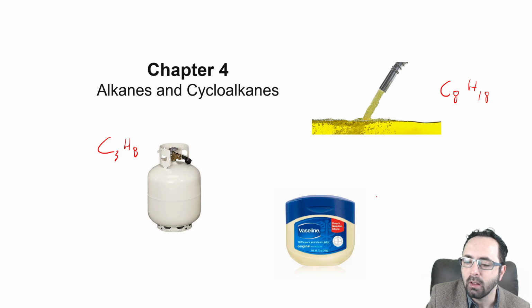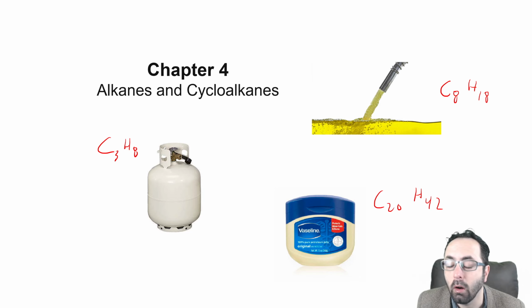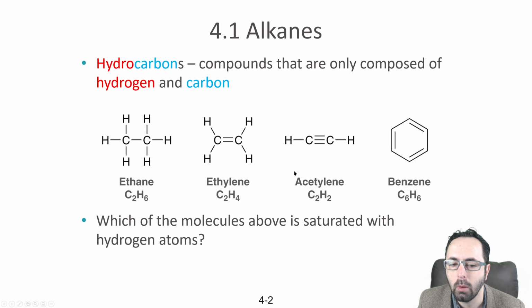And then we have something like Vaseline, with relative sizes of molecules here of about 20 carbons or more. And these come from the same place as the gasoline and the propane. They're from the fossil fuels, and they're cleaned up and then put in a nice jar so we can put this on our face to protect our skin and to keep the moisture in, because it's non-polar, so the water can't get through. So let's learn a little bit more about alkanes.